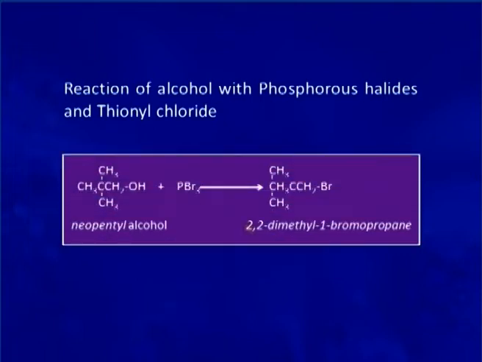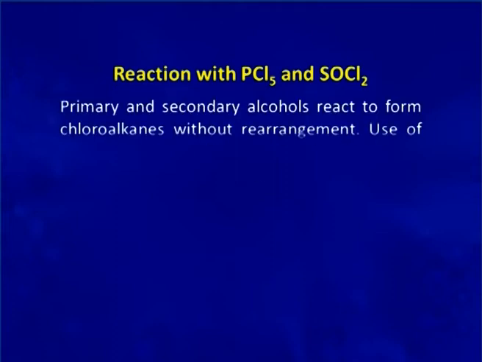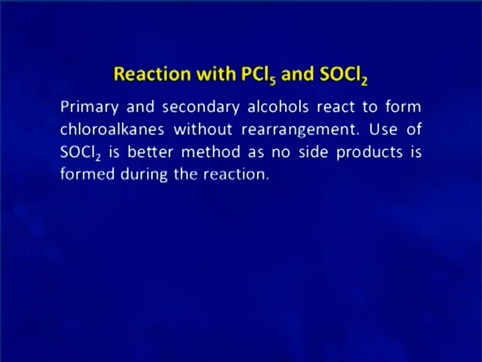Here we are taking an example of neopentyl alcohol. When this reacts with phosphorus tribromide, it forms neopentyl bromide, which is also called 2,2-dimethyl-1-bromopropane. In the earlier slides you have seen that when neopentyl alcohol reacted with hydrogen chloride, there was rearrangement in the product, which is not seen when we reacted this neopentyl alcohol with phosphorus tribromide. We will now discuss the reaction of alcohols with phosphorus pentachloride and thionyl chloride.